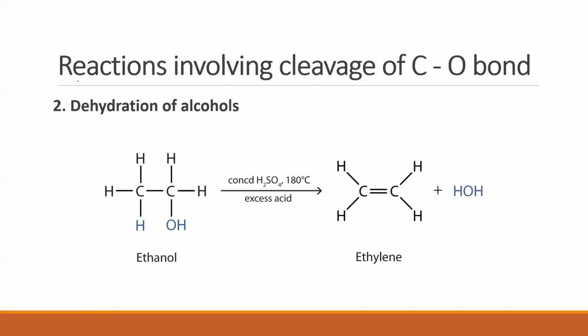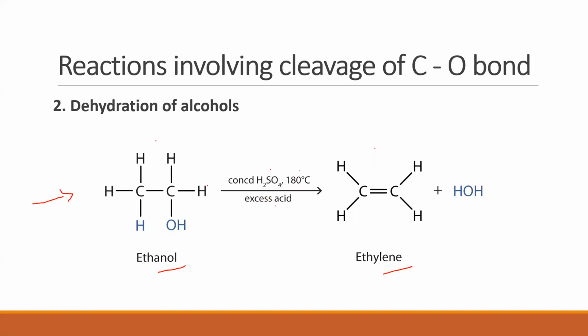If you have clearly understood that one, if you observe this reaction here, this reaction is just the reverse of that reaction, whatever we studied there. There, you started with an alkene, you ended with an alcohol. Here, you start with an alcohol and end with an alkene. It is just the reverse of that. So, dehydration of alcohols. Now, this dehydration takes place in the presence of concentrated sulfuric acid at a particular temperature. You need to take excess of that acid.